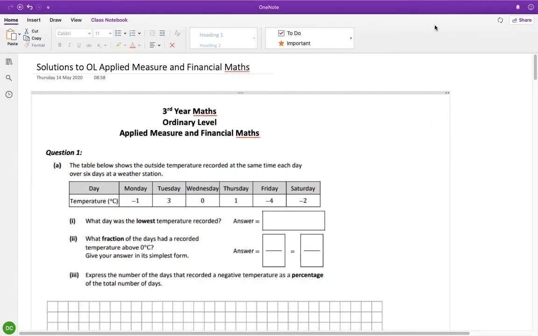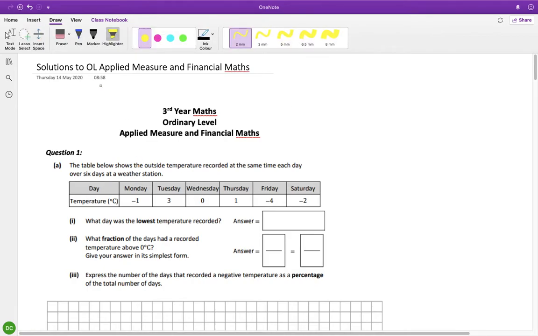So we'll have a look at the solutions here to the ordinary level paper that I gave you on Friday. So this is our last one. The table below shows the outside temperature recorded at the same time each day over 6 days at a weather station. What was the lowest temperature recorded? What day was the lowest temperature recorded? So here's the lowest temperature, -4, so Friday.